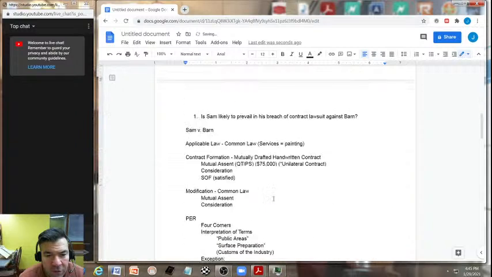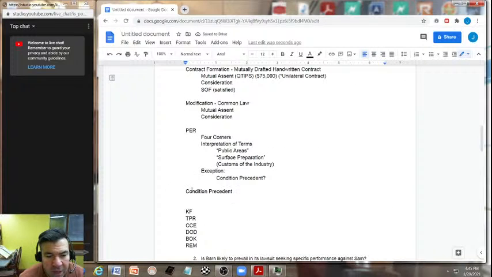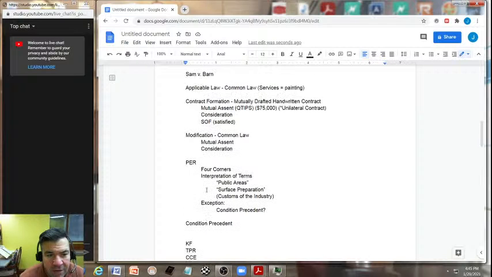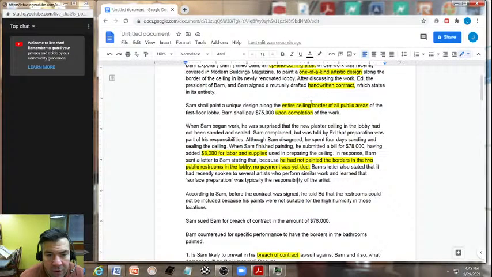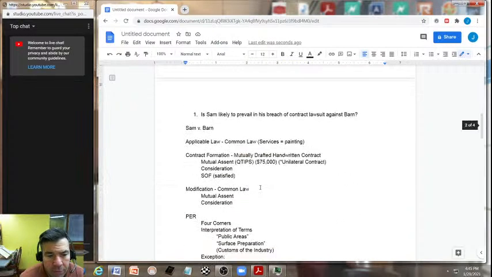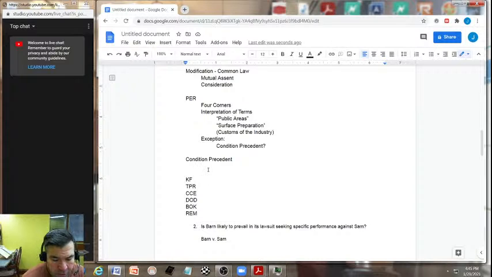And so that's what Barn is going to say, that the part of the payment from Barn had not been satisfied by Sam, because Sam had not painted what would be the entire public area, which according to Barn would include the public restrooms in the lobby. So with that, then we keep rolling here.